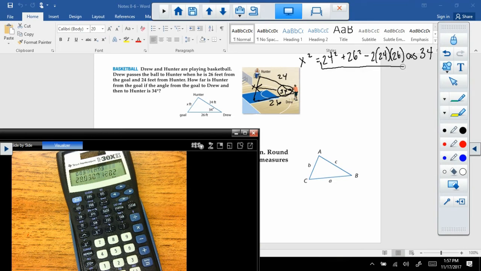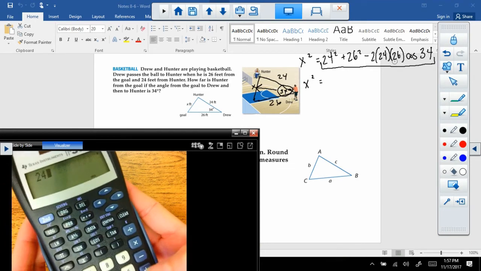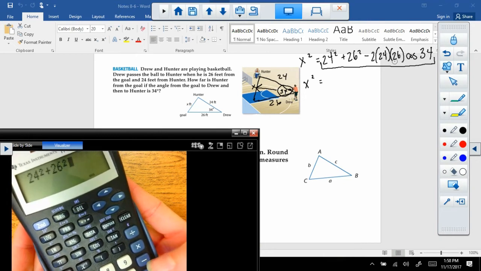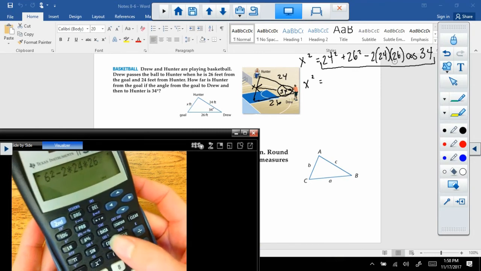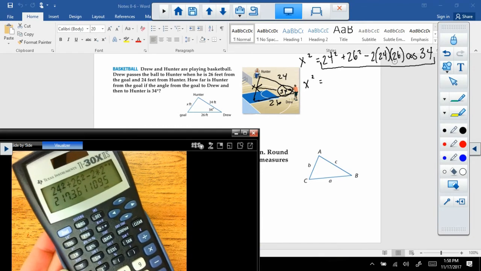You can really just type all of that into your calculator in one shot and then just finish solving for x when you're done. It's a lot less things that you have to write down. Make sure that you try this on your own calculator just to make sure that you get it right. I'm going to type in 24 squared plus 26 squared minus 2 times 24 times 26 times the cosine of 34, and I get this number here.